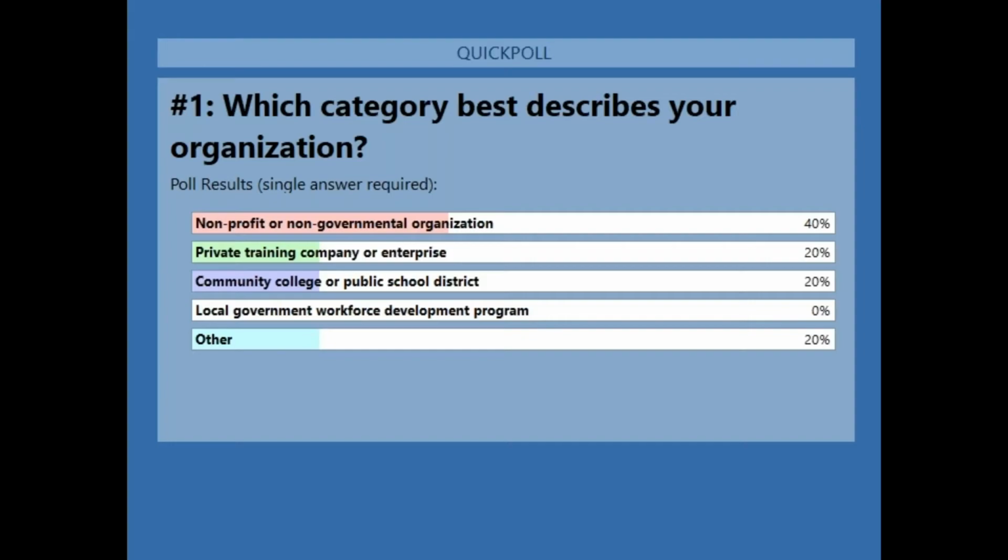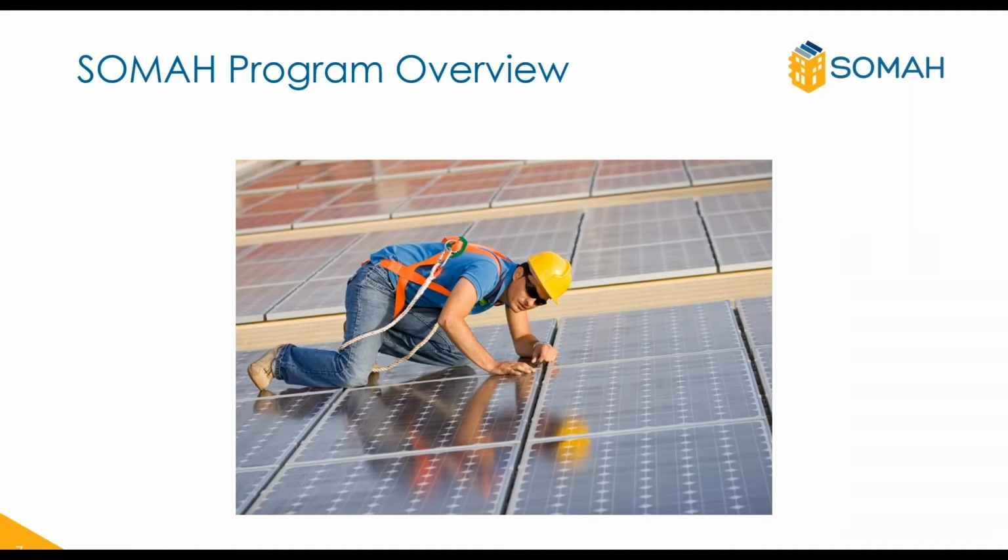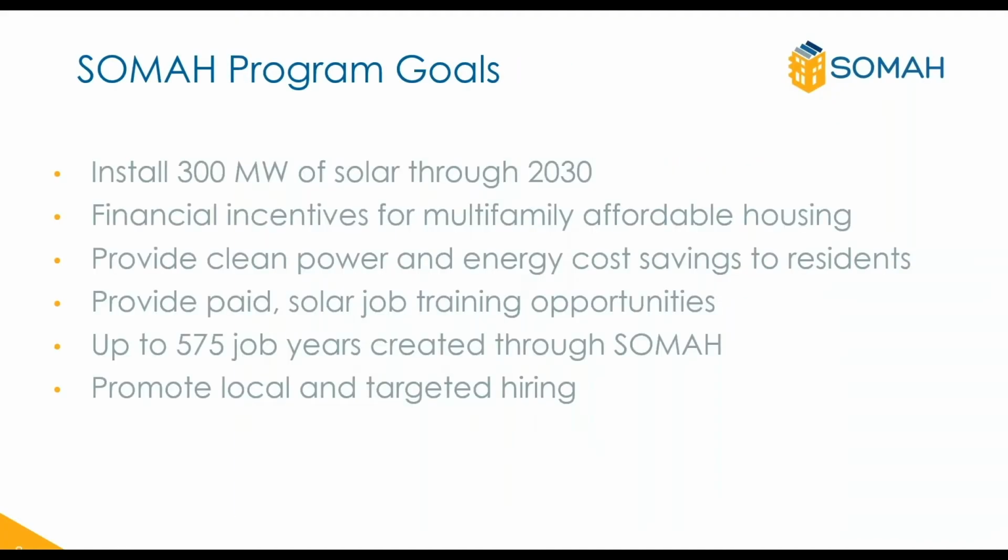Okay, so now we will jump into the SOMAH program overview. So SOMAH, or Solar on Multifamily Affordable Housing, is a California state program that aims to install 300 megawatts of photovoltaic solar energy over the next 10 years by providing financial incentives for multifamily affordable housing projects. The program aims to provide clean power and direct energy cost savings to the residents of these properties.